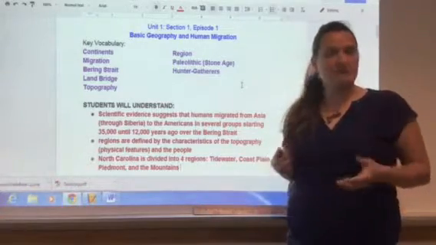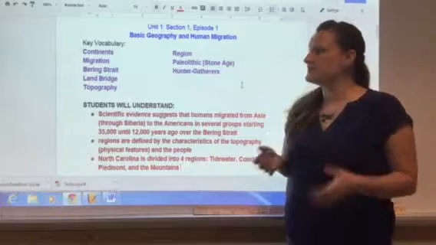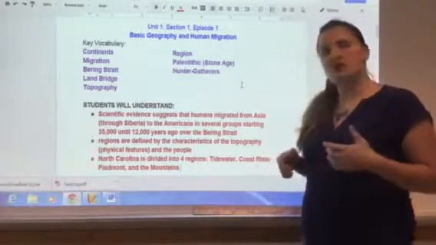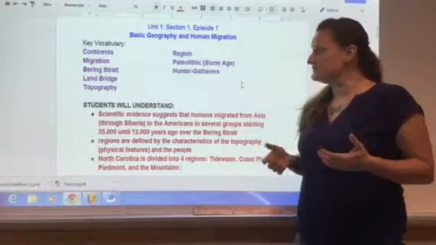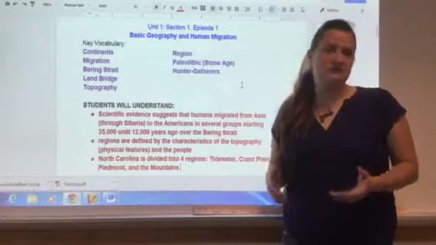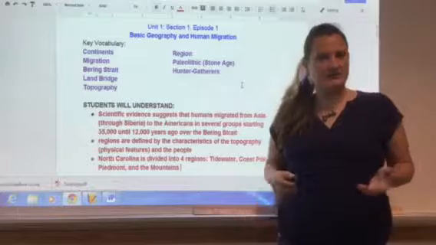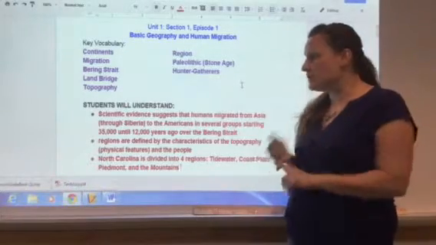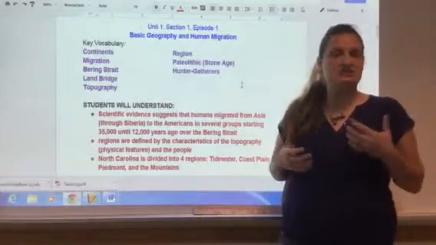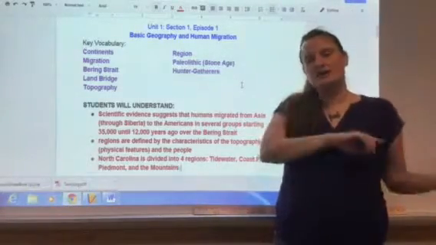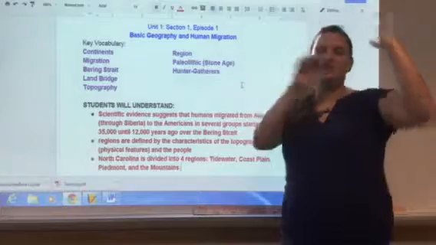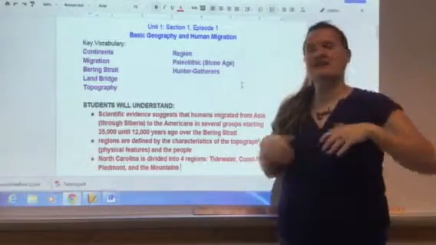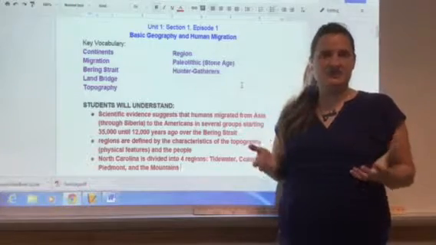Our vocabulary for today: continents, migration, the Bering Strait, a land bridge, topography, region, and Paleolithic, which means Stone Age, and hunter-gatherers. By the end of this episode, I want you to understand three things. Number one, scientific evidence suggests that humans migrated out of Africa through Asia, and then into the Americas as early as 35,000 years ago.